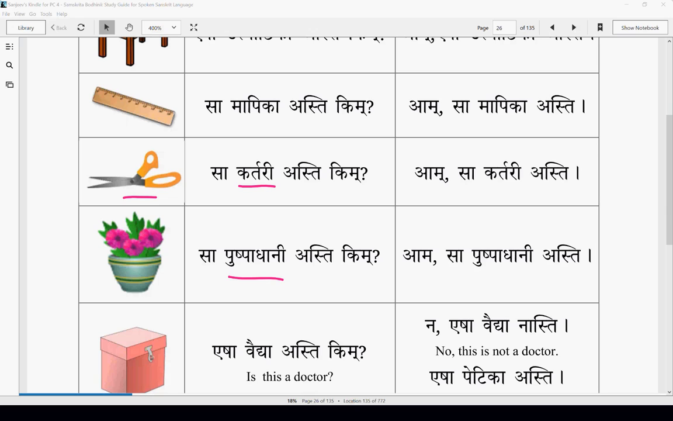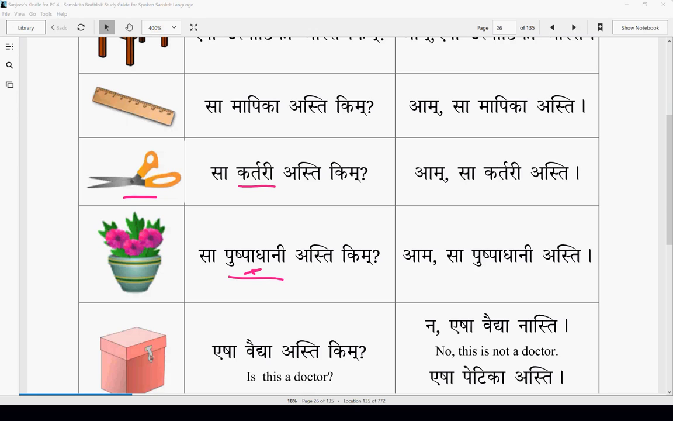Sa pushpadani asti kim. Sa pushpadani asti. Once more. What is your pushpa? Pushpa. Pushpadani. Is that right or no? Yes, pushpadhani. Oh, I see. Pushpadani. Yeah, I made it short.